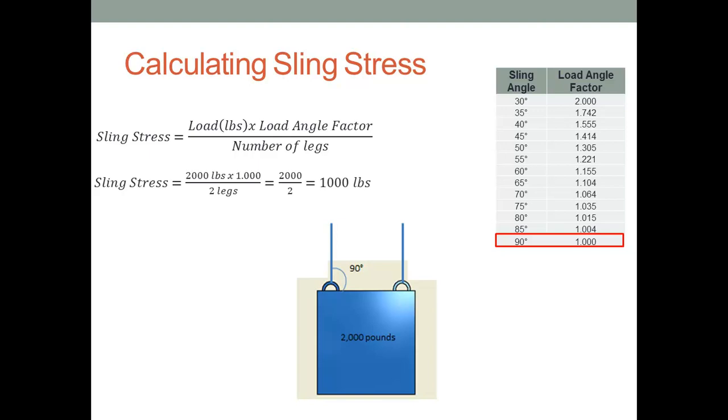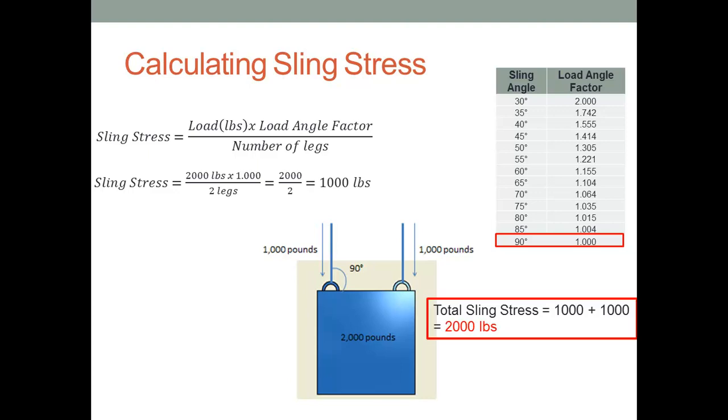Now we can substitute the values into the equation. 2,000 pounds times the load angle factor of 1.000 divided by the number of legs, which are 2, will equal a 1,000 pound sling stress in one of the wire ropes. Therefore, our total sling stress is 2,000 pounds.